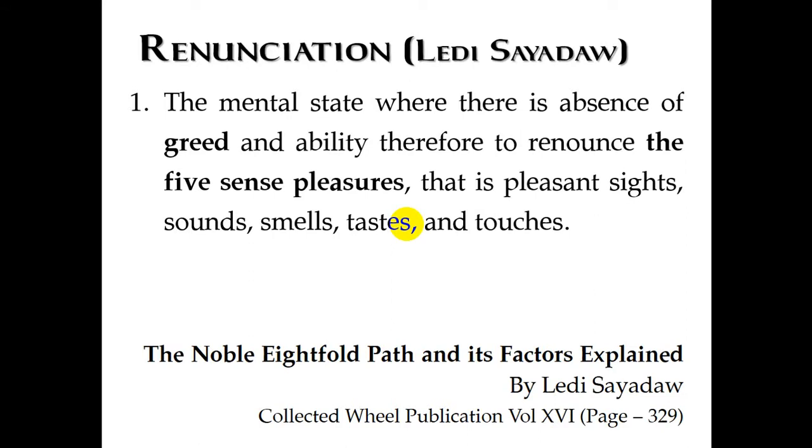And kamesu micchacara, sexual misconduct, right? So you have an affair with other people. If you get married, then you renounce that desire to commit sexual misconduct. That is renunciation. So as a Buddhist, at least we must have five precepts of renunciation, five types of renunciation. We have to renounce the desire to kill, to steal, to commit sexual misconduct, to tell lies, and to drink alcohol, intoxicants. So these are renunciations as a lay devotee.